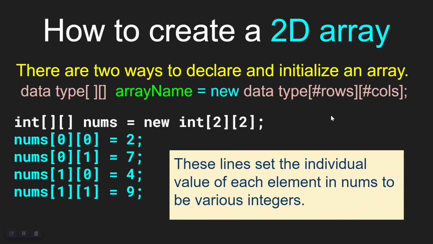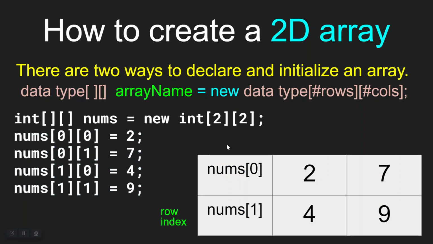Now all of these lines of code that you see down here would go through and set the individual value of each element in nums to be various integers. So row 0, column 0 would be 2, row 0, column 1 would be 7, row 1, column 0 would be 4, and row 1, column 1 would be 9. And so we could then represent that in grid form. So this would be row 0 of nums, and this would be row 1 of nums, and they would contain those values.